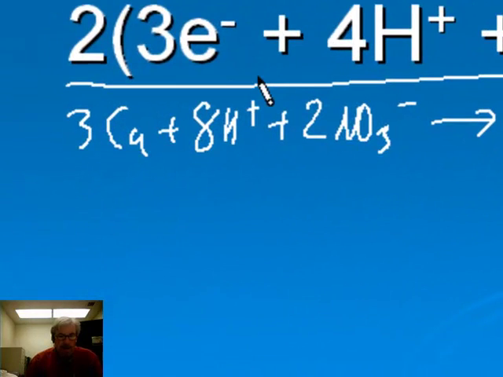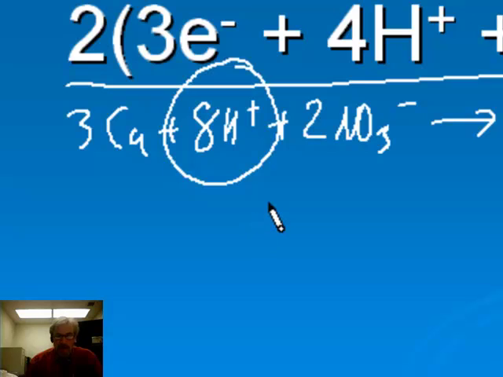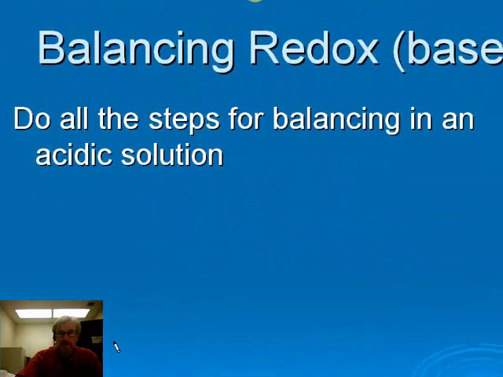Here's why right here. This H+ can't exist in a basic solution, because if there's a base present, that's immediately going to react with those H+ and pull them out of solution. So this really can't be what's happening there. We'll have to take a different approach that accounts for the fact that we're in a basic environment if we're going to balance redox reactions in the presence of a base. So here's what we do.